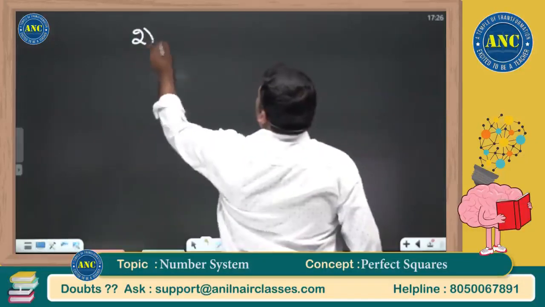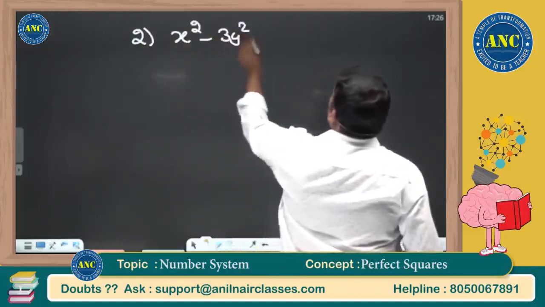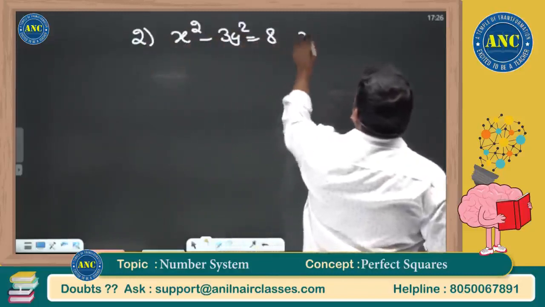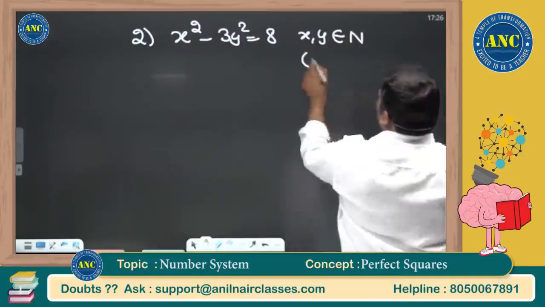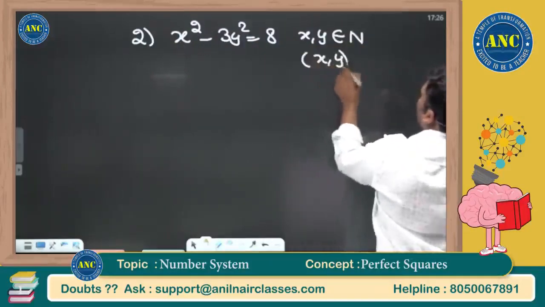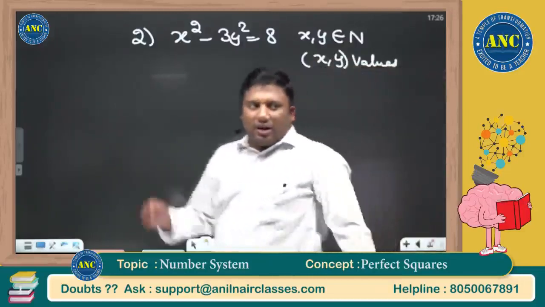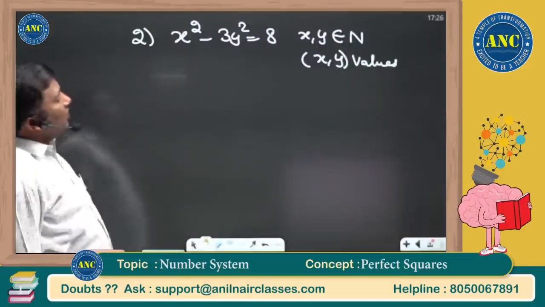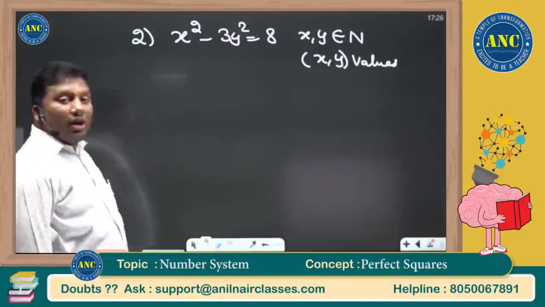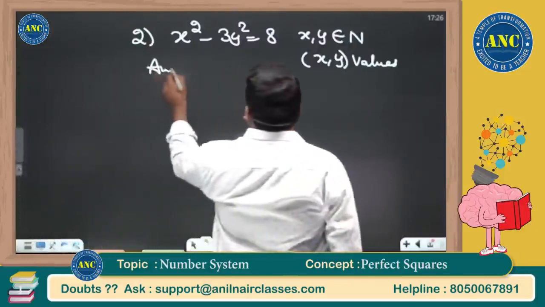The question is x square. This is how I prepare the mock questions. X square minus 3y square equivalent to 8. X and y are natural numbers. How many values will x and y take? Please write down the next question. X square minus 3y square equivalent to 8. X and y are natural numbers. How many values will x and y take? ANIL NAIR's way of solving.